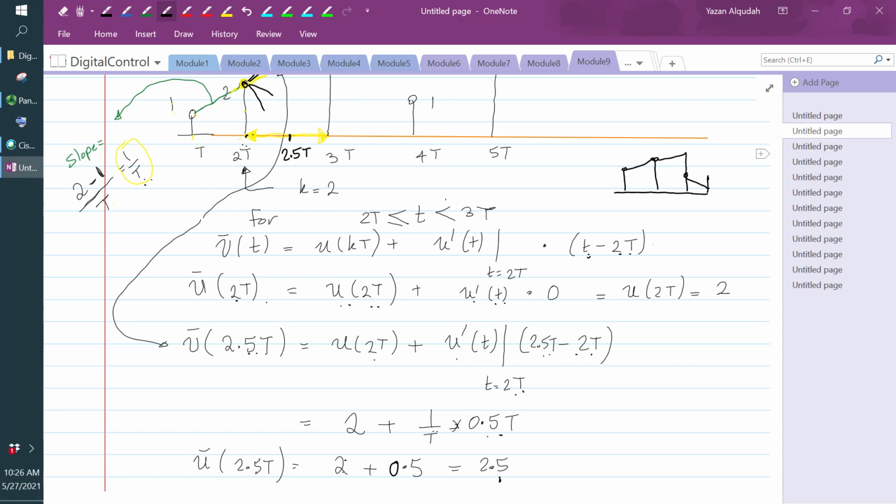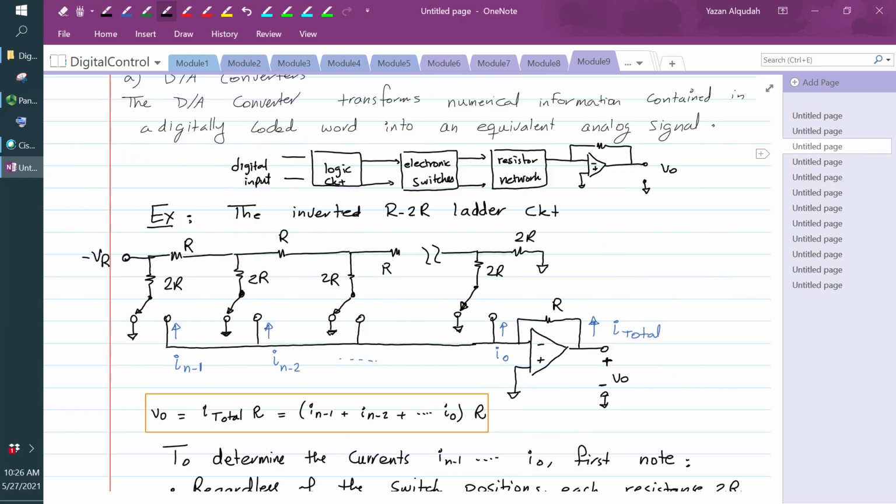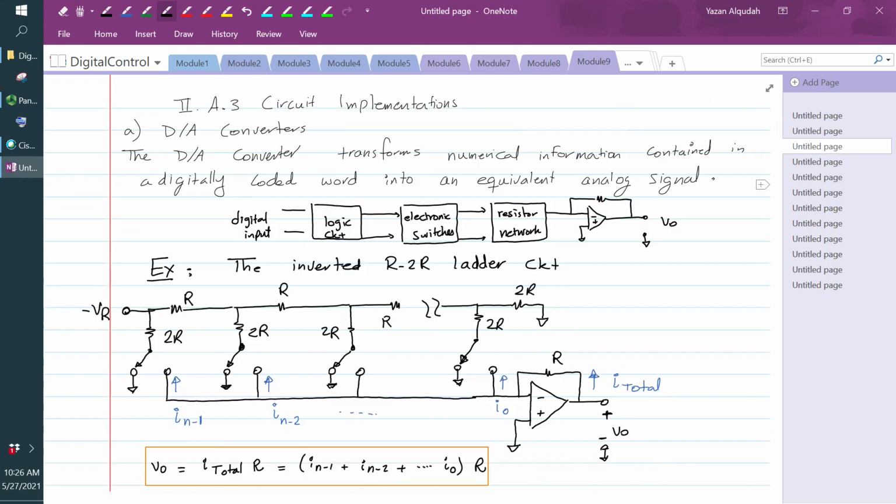Let's look next at the circuit implementation for the digital to analog converter and for the analog to digital converter. So let's look at the digital to analog converter. As we know, this converts a digital input into an analog signal. It converts the digital signal that is on my computer, that I have in memory, into an analog signal.